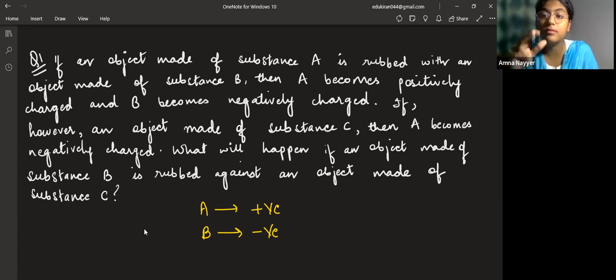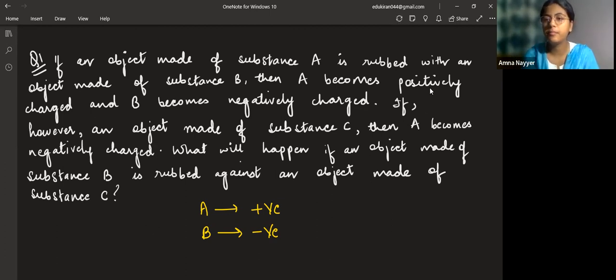You have to analyze this to solve the further question, because it's saying if, however, an object made of substance C, a random third object substance C, is added, then A becomes negatively charged. What will happen if an object made of substance B is rubbed against an object made of substance C? First, understand the question. A is positively charged, B is negatively charged. It means initially they must have been neutral. Some charges must have flown from A to B or B to A.